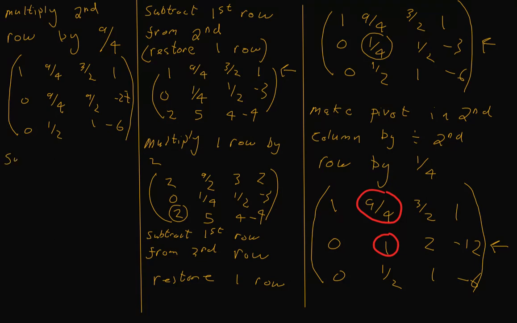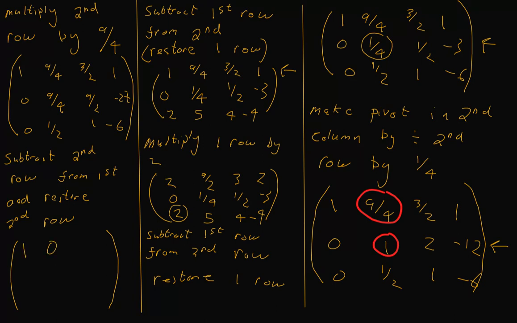Okay, so subtract second row from first and restore second row. Okay, remember the point about restoring. We're not going to do all this work to arrive in echelon form only to knock it out from doing these multiplications and subtractions. Okay, so let's do that then. Subtract the second row from the first. We're going to get 1, 0, -3, 28. We're going to restore second row, so we're going to get 0, 1, 2, -12. And we get 0, half, 1, -6.